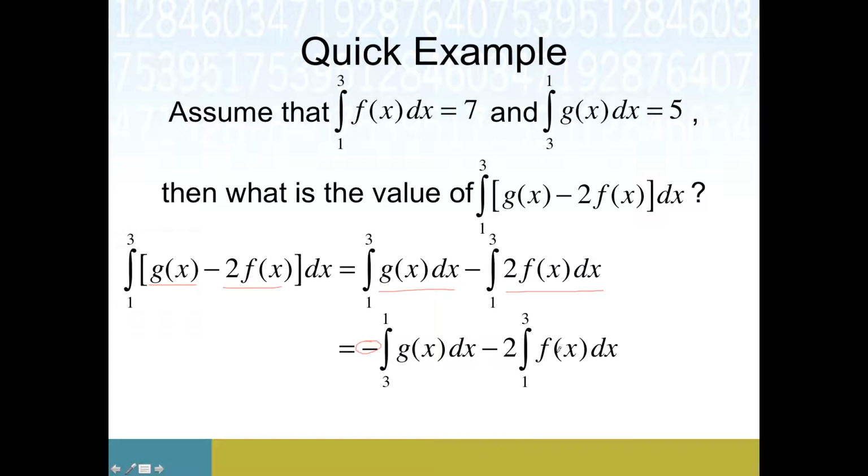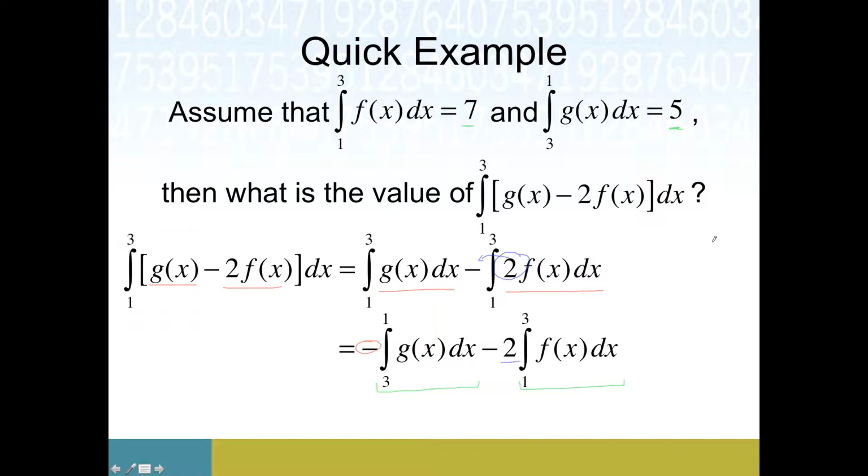The other thing we'll do, just sort of sneak it in there while we're in the neighborhood, is to take this constant multiple of 2 and use that constant multiple rule to pull it out, and then we get this guy out in front. And now we're actually in a really good spot because this integral is one that we were given a value for. And this integral is one we were given a value for.